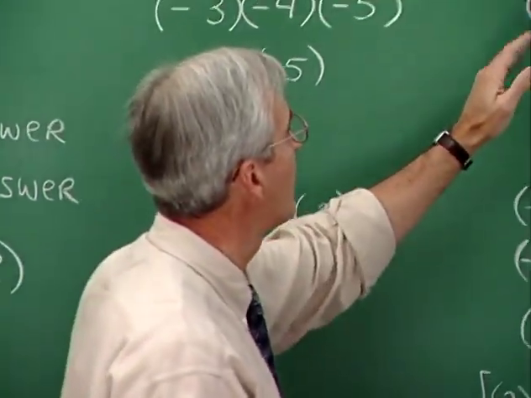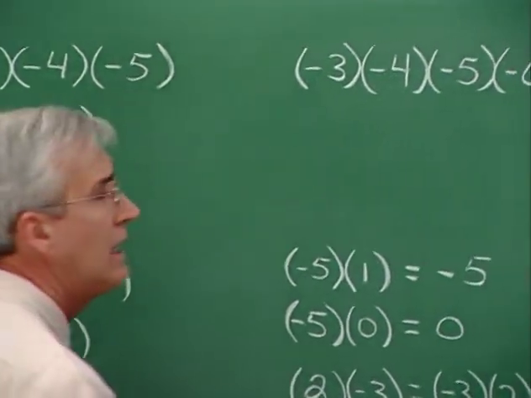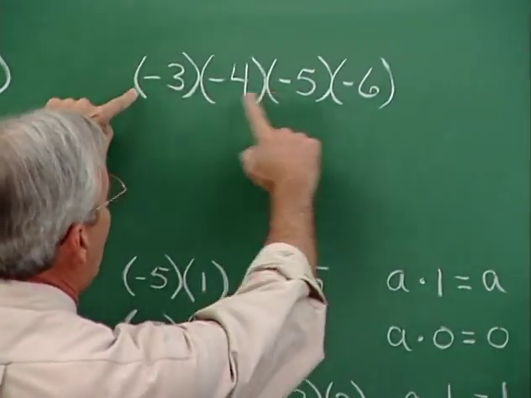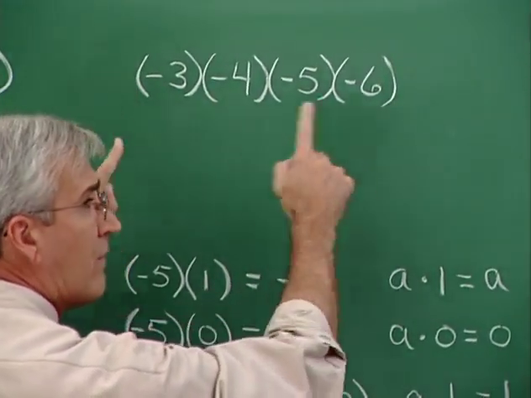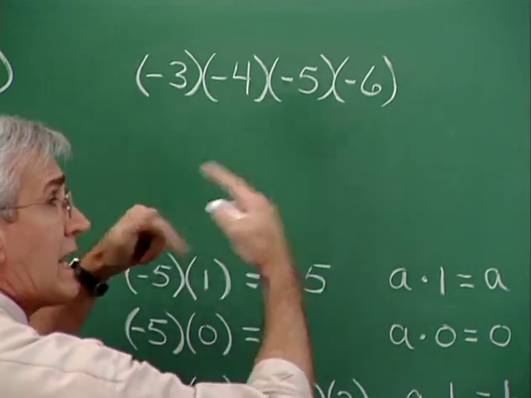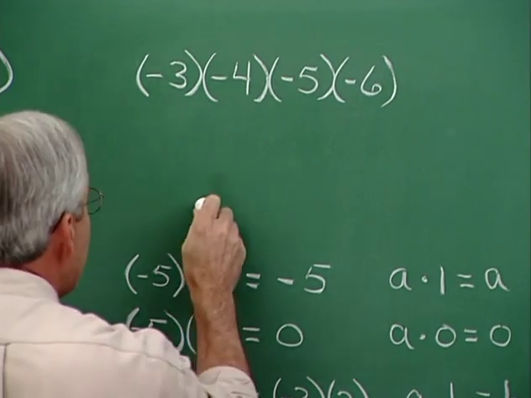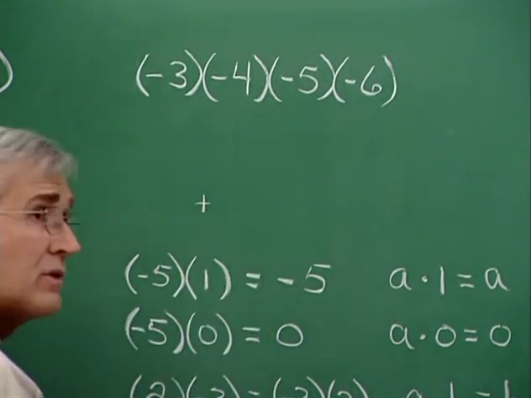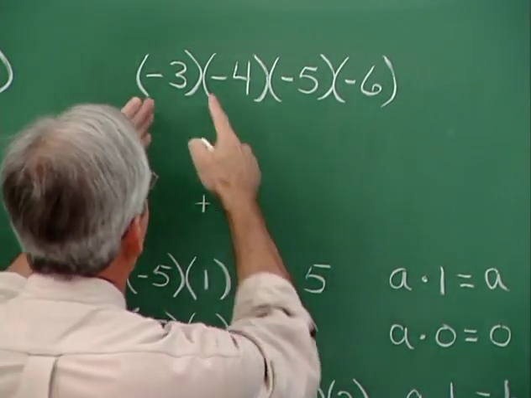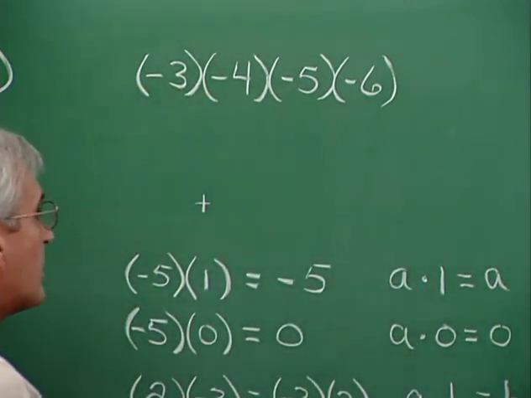Here we have 4 factors to be multiplied, and they're all negative. And so with 4 negative factors, an even number of negative factors, we're going to get a positive result. So right away we could do this. We could say, okay, the answer is positive, and then figure out what the product of the digits would become.